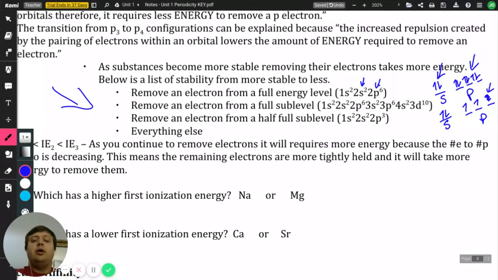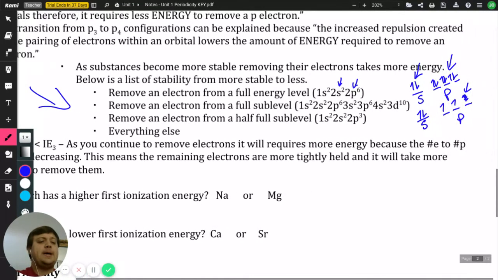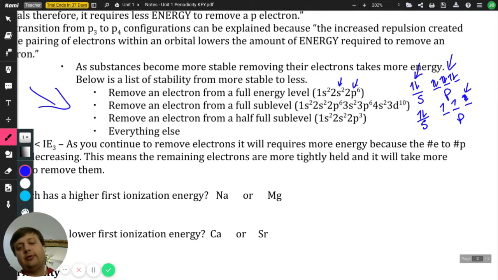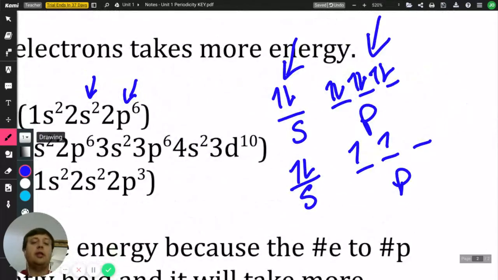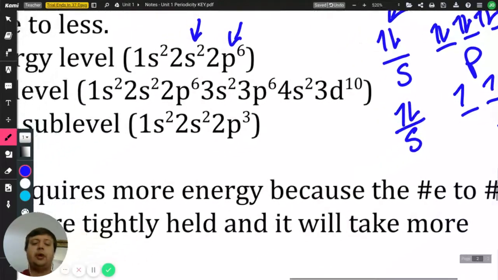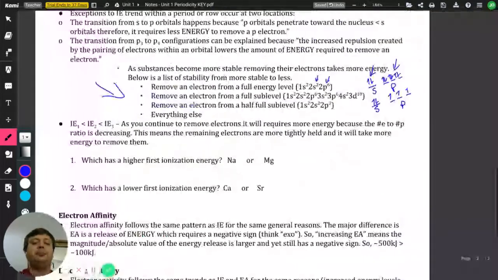Okay? So like if I had, for instance, this, let's get rid of that right there. This would be less stable than this would, because this is a half full sublevel. Okay. All right.